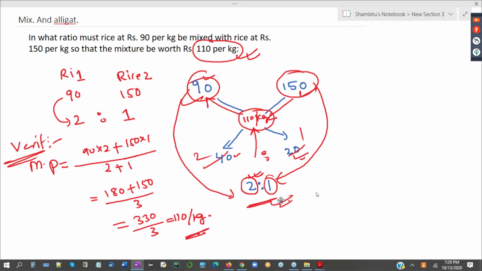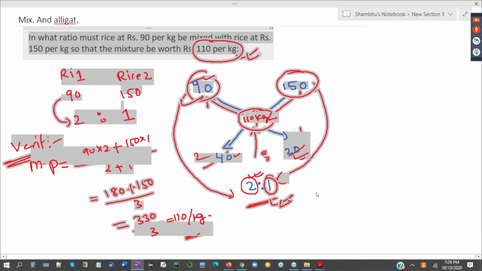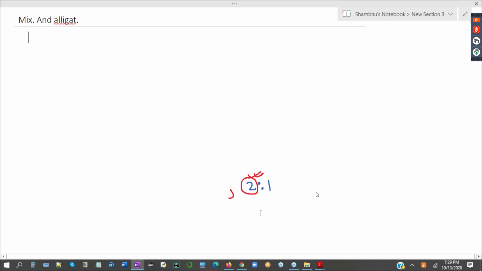Now you have to understand how to mix 3 items. Here you learned how to mix 2 items. Now you have to learn how to mix 3 items. And this point is again important: how to mix more than 2 items. Maybe 3 items, maybe 4 items, maybe 5 items. Then how to mix that? Generally it will come only up to 3 items. But you must know how to mix.